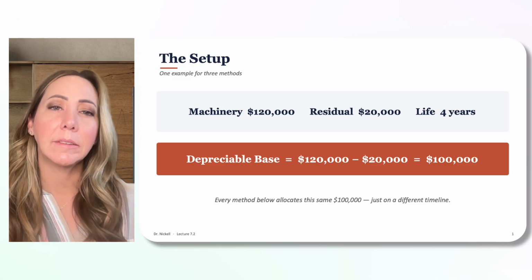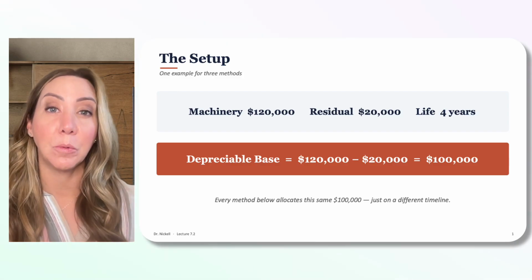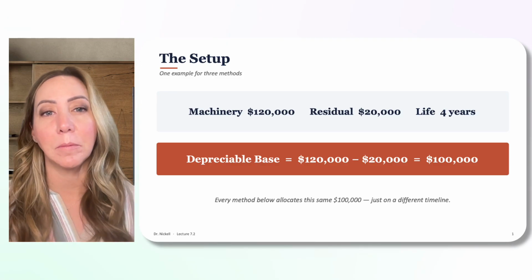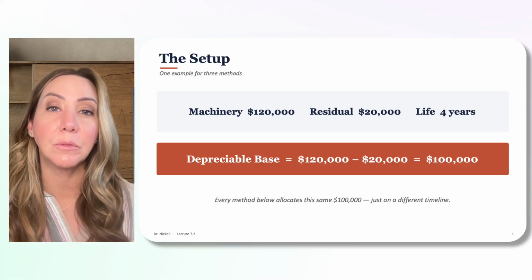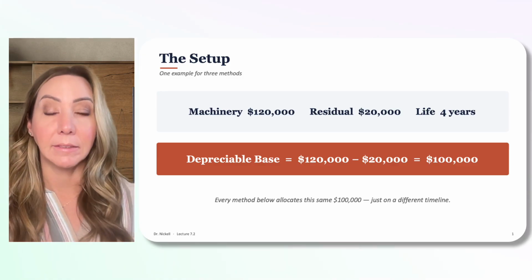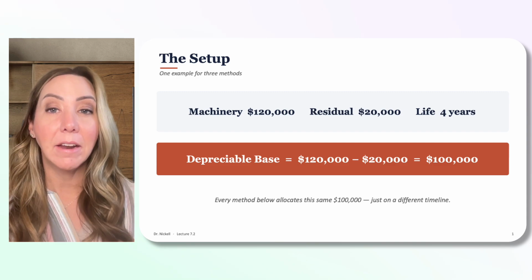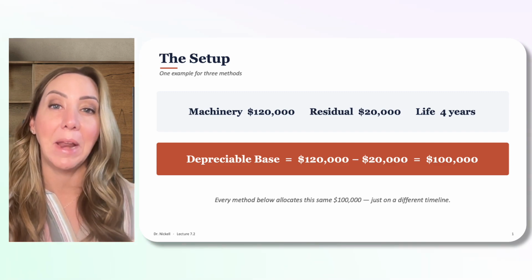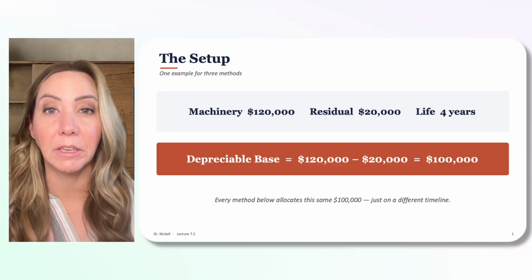Let's anchor on one example for the whole video. Suppose we buy a piece of machinery for $120,000. We estimate that the machine will be worth $20,000 at the end of its service life, which is 4 years. So our depreciable base is $120,000 minus $20,000. So $100,000 is our depreciable base. That $100,000 is the amount every method is going to use to allocate. They'll just slice it up differently across the 4 years.